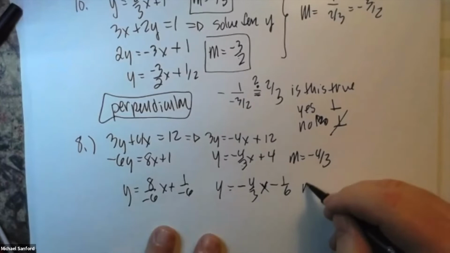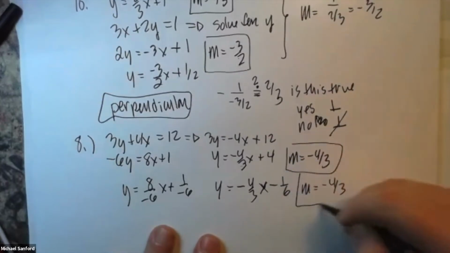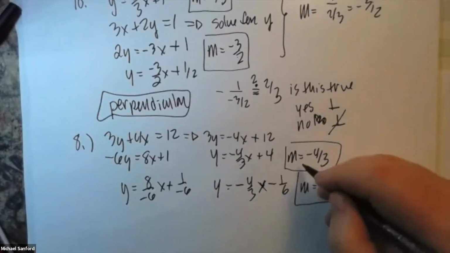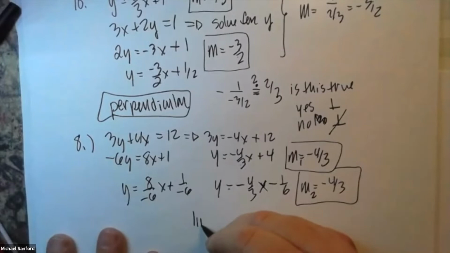Now this slope is also -4/3. Because they're equal to each other, my m1 is equal to m2, I know that the lines are parallel.